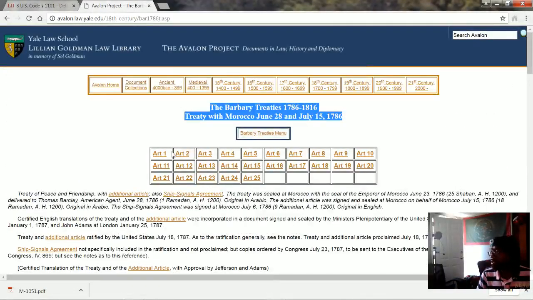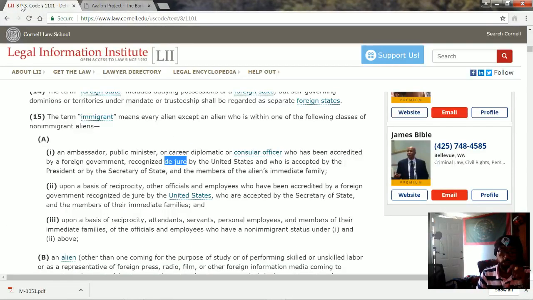this treaty because it's the longest lasting treaty in world history till this day. As I'm breathing in this very moment, it's still the longest lasting treaty in world history. Your treaty, de jure, by the United States, and who is accepted by the President or by the Secretary of State, and the members of the alien's immediate family. What's so hard about that?